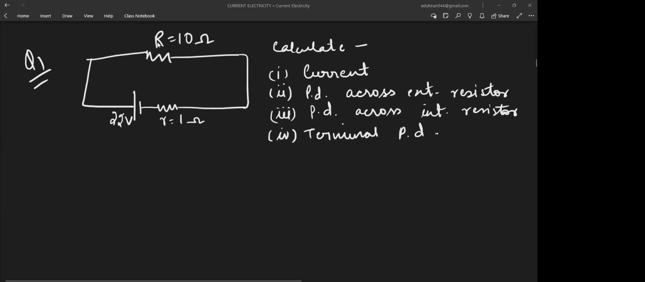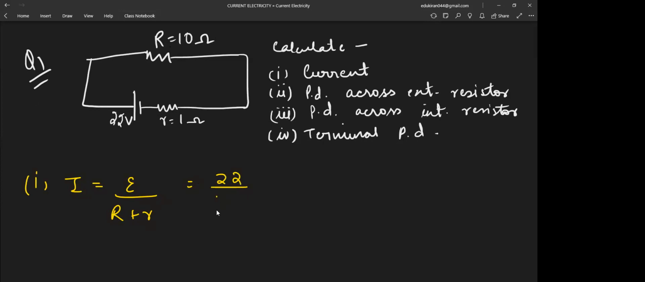So yes, class, this is the external resistor present. This is the internal resistance and this is the EMF. So in the first part, very clear, I is equal to E by R plus small r. So this is 22 by 1 plus 10, that is 22 by 11, which is equal to 2 amperes. So this is the current in the circuit. This is 2 amperes. All right.